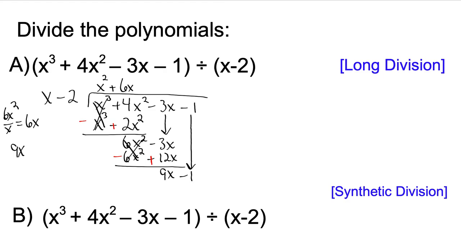So 9x over x, it gets me a 9. So we're adding a 9 up there, taking the 9 through the binomial there. So 9x minus 18. Switch my signs. And then we have a 17 left down there. So 17 is our remainder. So remember, we always add our remainder. So it's plus 17 over our divisor, which is x minus 2. That is your answer when you divide the two.